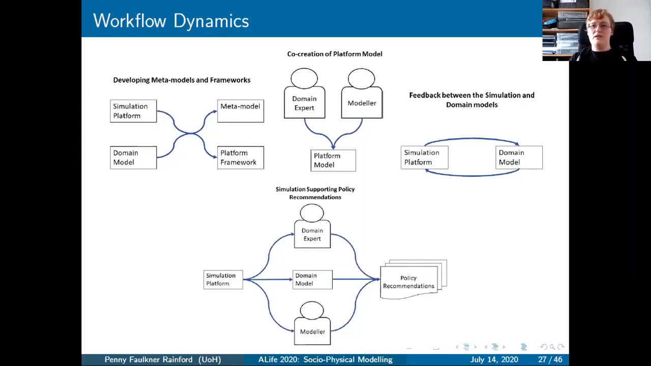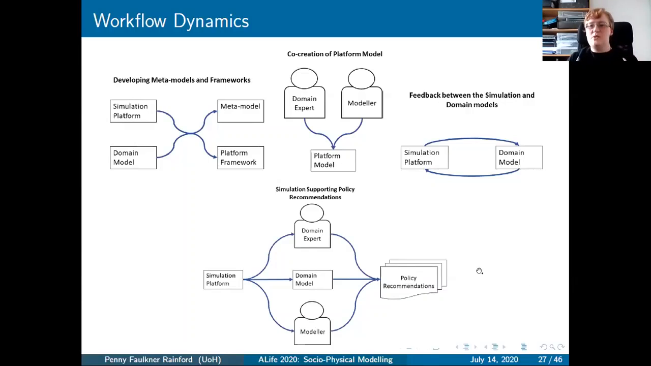This platform model is co-created by the domain expert and the modeler, and that's very important. It's an ongoing co-creation. As the modeler builds the simulation, they show what they're doing to the domain expert, who brings what they've been seeing in the real world and says, how is that going? Is that looking correct? And you revise the platform model. You maybe change the boundaries of your system. You might contract it, you might expand it, but it changes all the time in this linked co-creation.